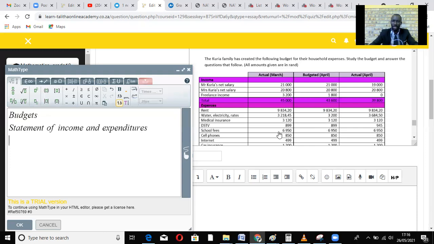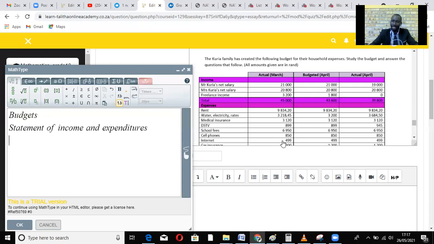We then have school fees. School fees was 6,950 in March. Then the predicted school fees for the month of April was 6,950. School fees was not changed. Now also cell phone was 850 in March. Cell phone was predicted or was budgeted to be 850 in April. It did not change. It stayed the same. 850 was spent for cell phones.